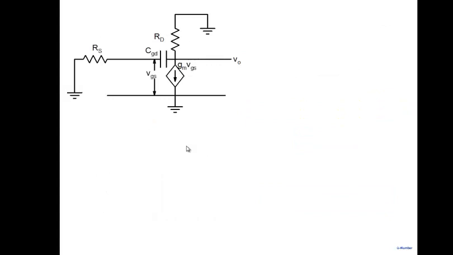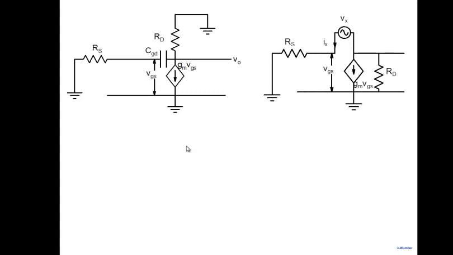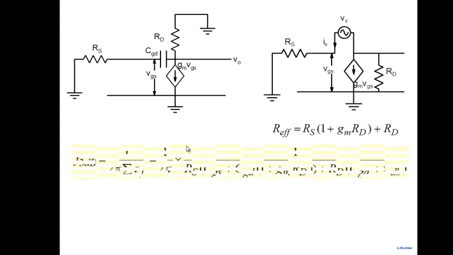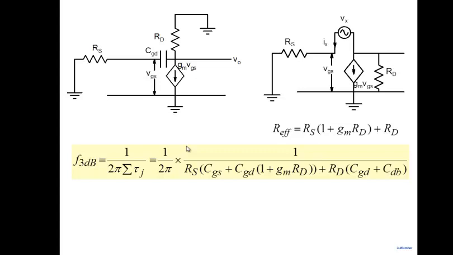More complication occurs with CGD. What is the resistance seen by CGD? It's not straightforward; you can't simply write it. In this case, you remove CGD, put Vx, look at Ix, and solve this simple circuit. You'll find R effective is RS times (1 plus gm RD) plus RD. So this is the resistance seen by CGD. Now you sum up all these time constants and you get a 3 dB frequency which matches exactly with the dominant pole. The dominant pole is also giving you the same thing.